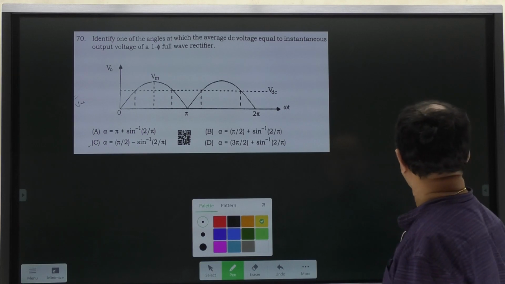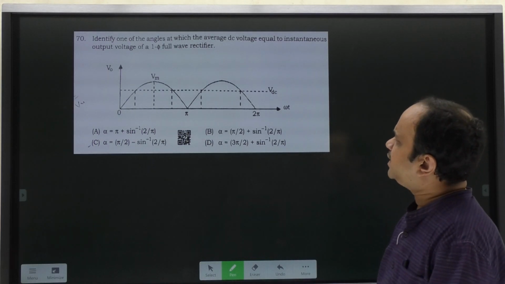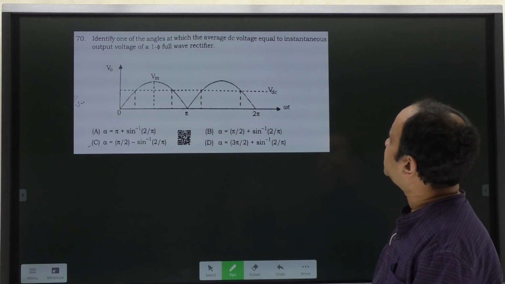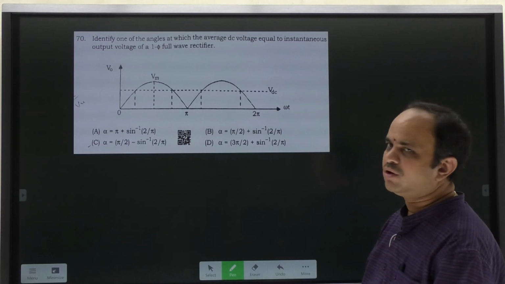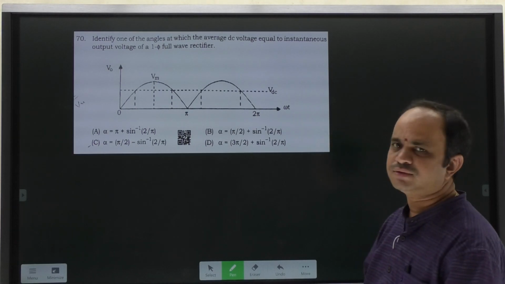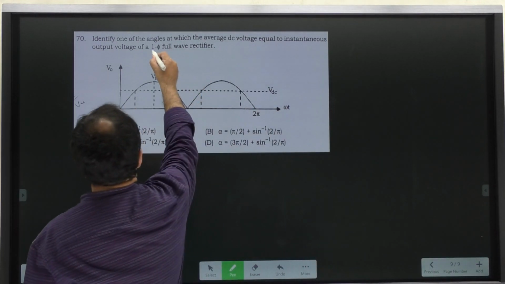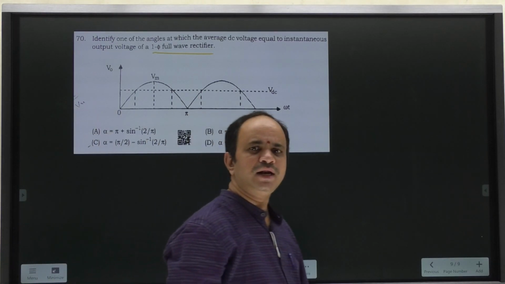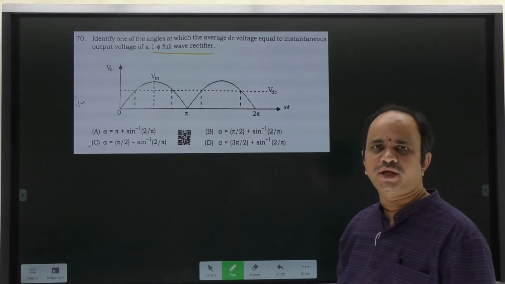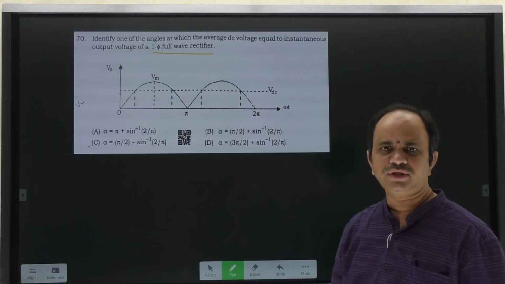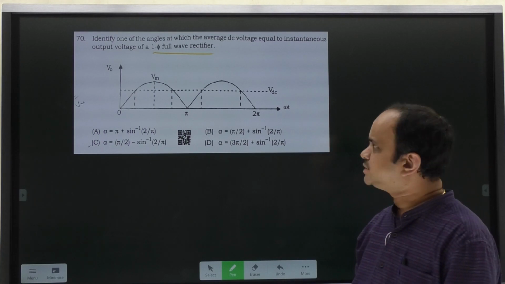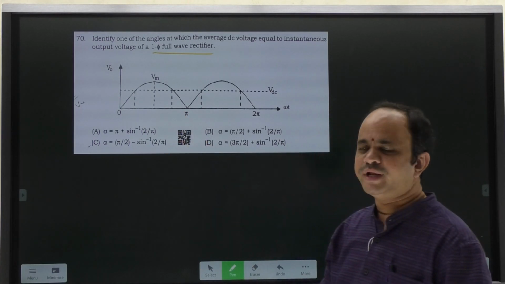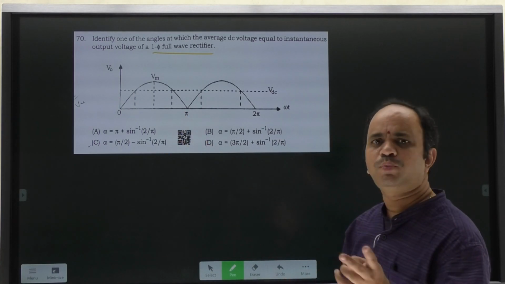Now let us discuss the next question. Identify one of the angles at which the average DC voltage equals the instantaneous output voltage of single phase full wave rectifier. So by observing this, I have one concern here. It is not clearly mentioned what type of circuit it is. Full wave rectifier has different categories. One is a diode bridge, another is a full converter and semi converter as well. But by observing the output voltage waveform, we can consider that there are two possibilities here.